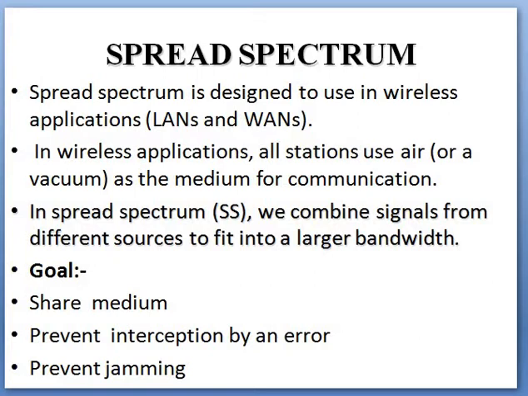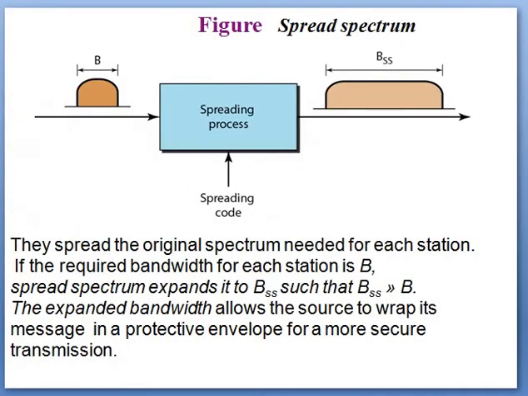As in multiplexing, in spread spectrum we combine signals from different sources to fit into a larger band. The goals of spread spectrum are to share the medium, to prevent interception, to prevent interference such as errors, and to prevent jamming. To achieve these goals, spread spectrum techniques add redundancy. They spread the original spectrum needed for each station.